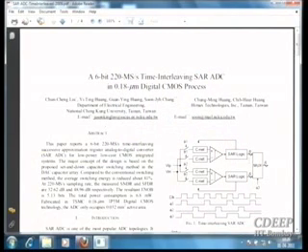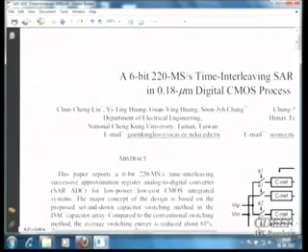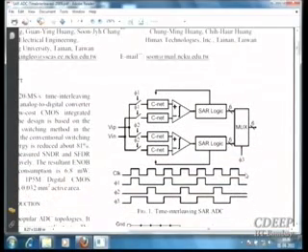Look at this architecture. Can you see that? Shall I zoom in? There are two SAR ADCs, and these are C networks. In fact, that is a binary weighted capacitor array. So what can time interleaving be?